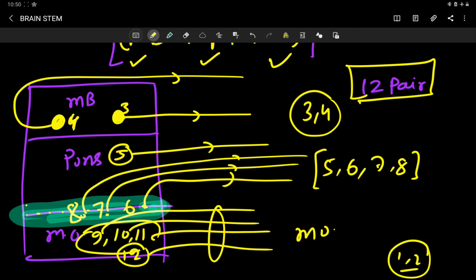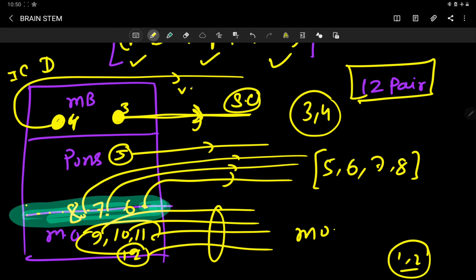So you can see the third cranial nerve is emerging out from the midbrain, from the superior colliculus level, and the fourth cranial nerve is emerging out at the inferior colliculus level of the midbrain, but only one cranial nerve emerging out from the brainstem dorsal aspect, it's your fourth cranial nerve.